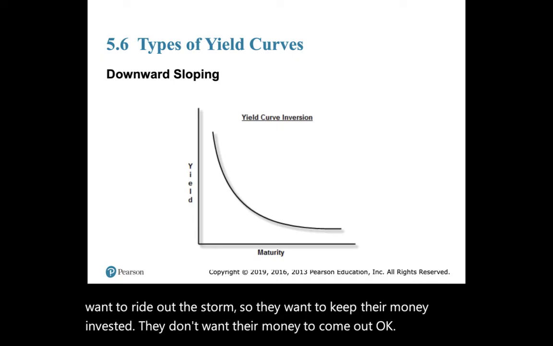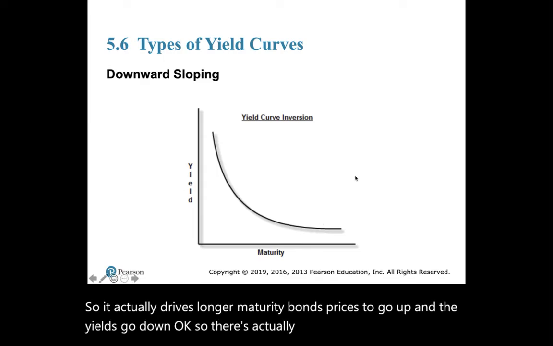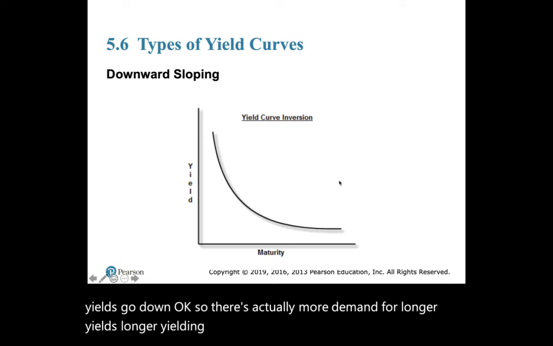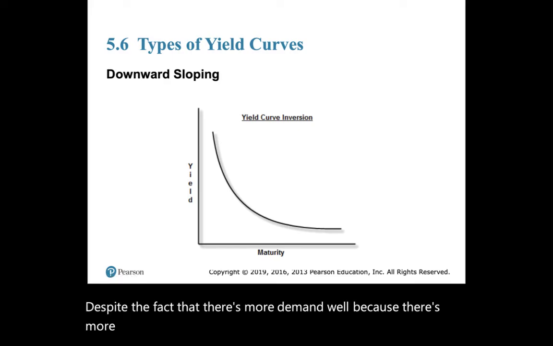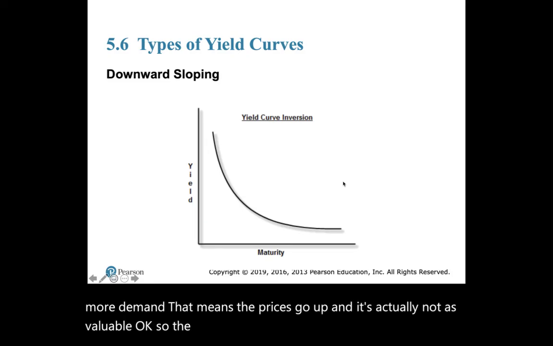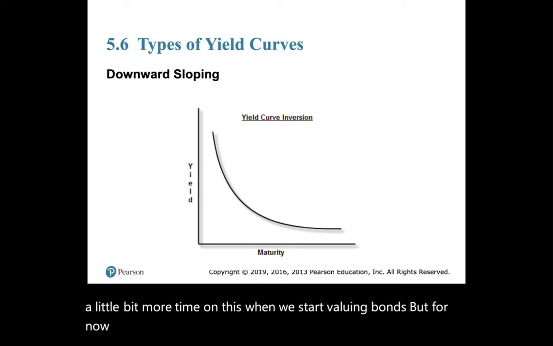So it actually drives longer maturity bond prices to go up and the yields go down, okay? So there's actually more demand for longer maturity bonds. And because there's more demand, that means the prices go up and it's actually not as valuable, okay? So the yields actually go down. And don't worry, we'll spend a little bit more time on this when we start valuing bonds. But for now, just understand that when we see a downward sloping curve, that is a sign that the economy could get even worse, okay?